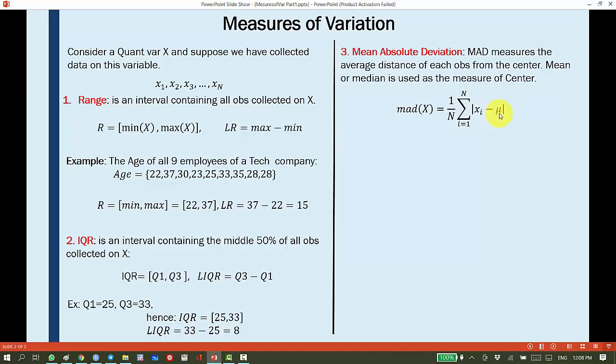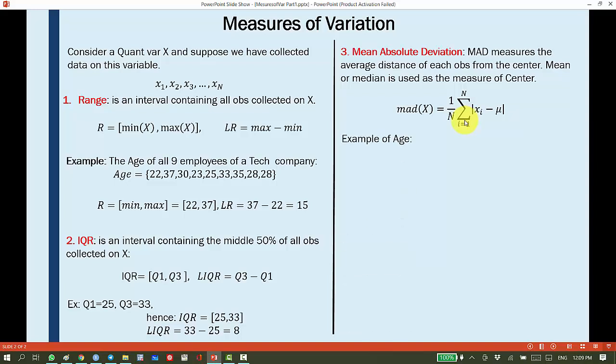Mu is being the mean of the variable x. Remember that if you collect data from a sample, some literature or some books use n minus 1 instead of n. But if your sample size is large, n and n minus 1 don't make that much difference. That means you're allowed to use the same formula for the sample as well.